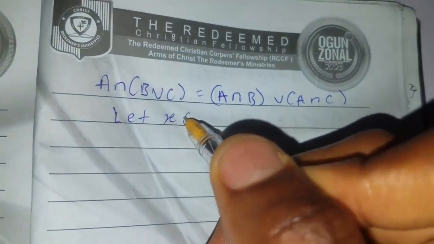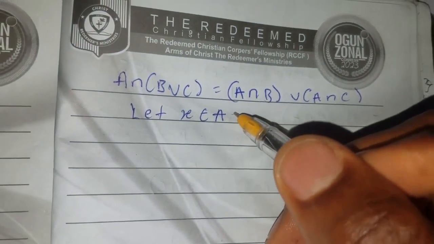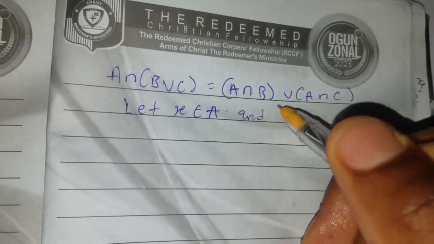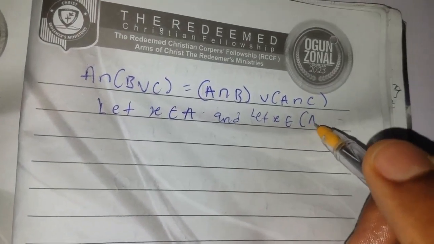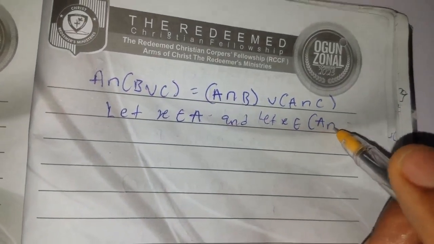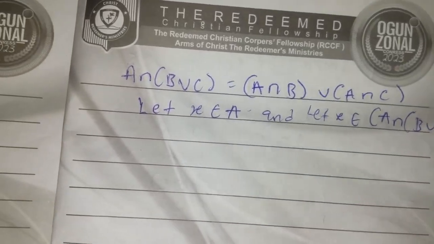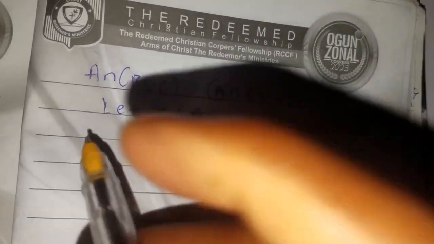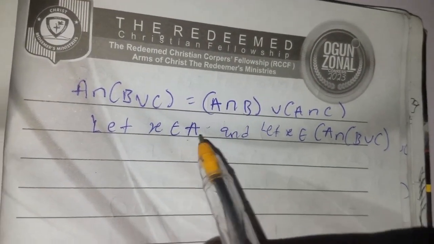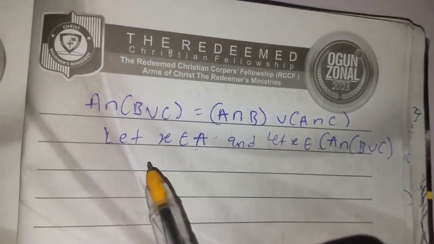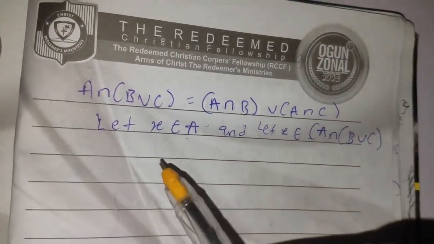Let X be an element of A, and let X be an element of A intersection B union C. Now let that be it. I actually made X an element of A and X an element of this for a great purpose, to prove this. It's not compulsory that it's X. I could have used another letter. But let's move on, should we?